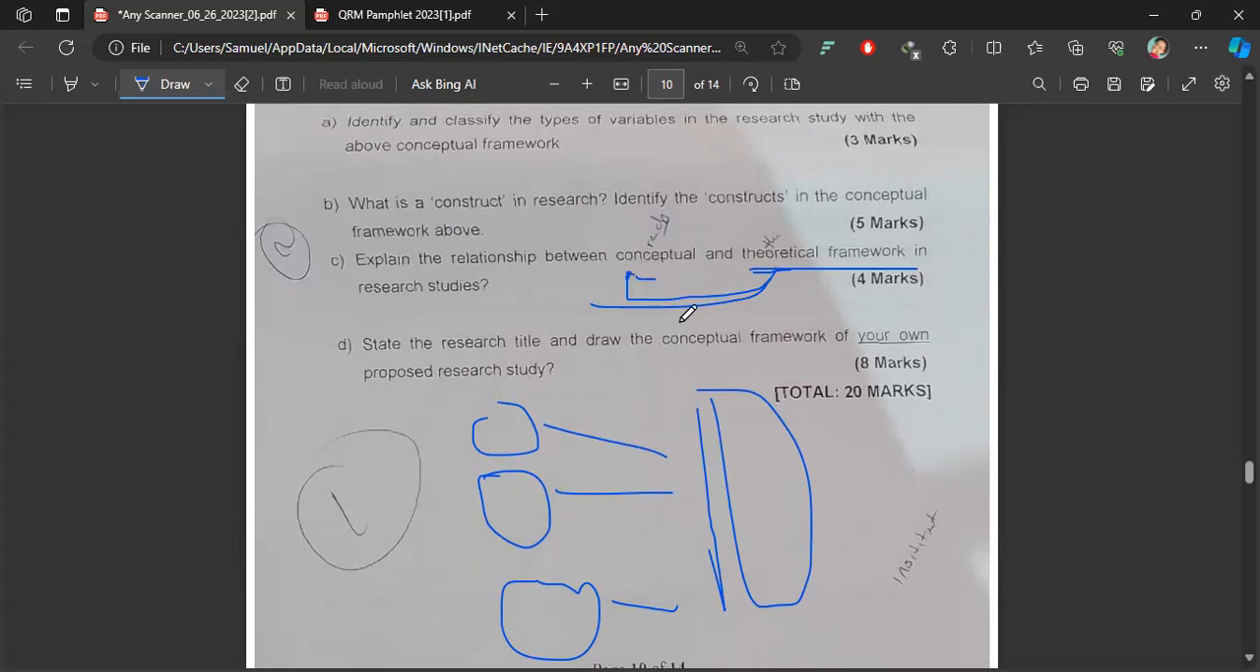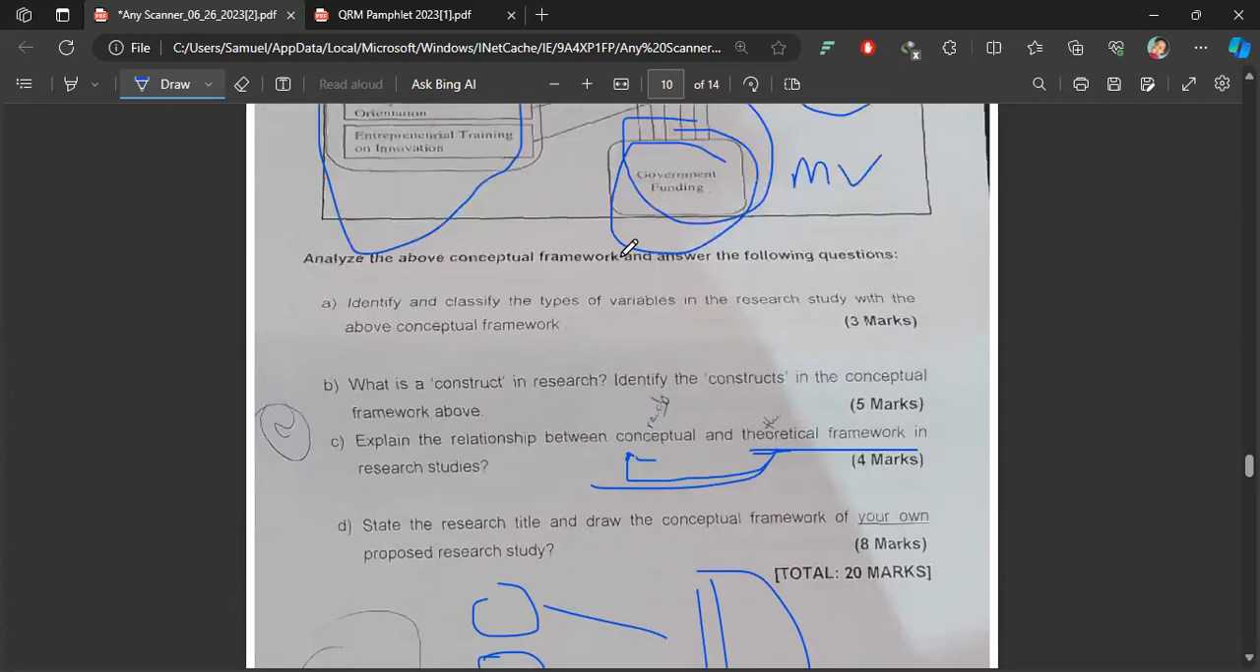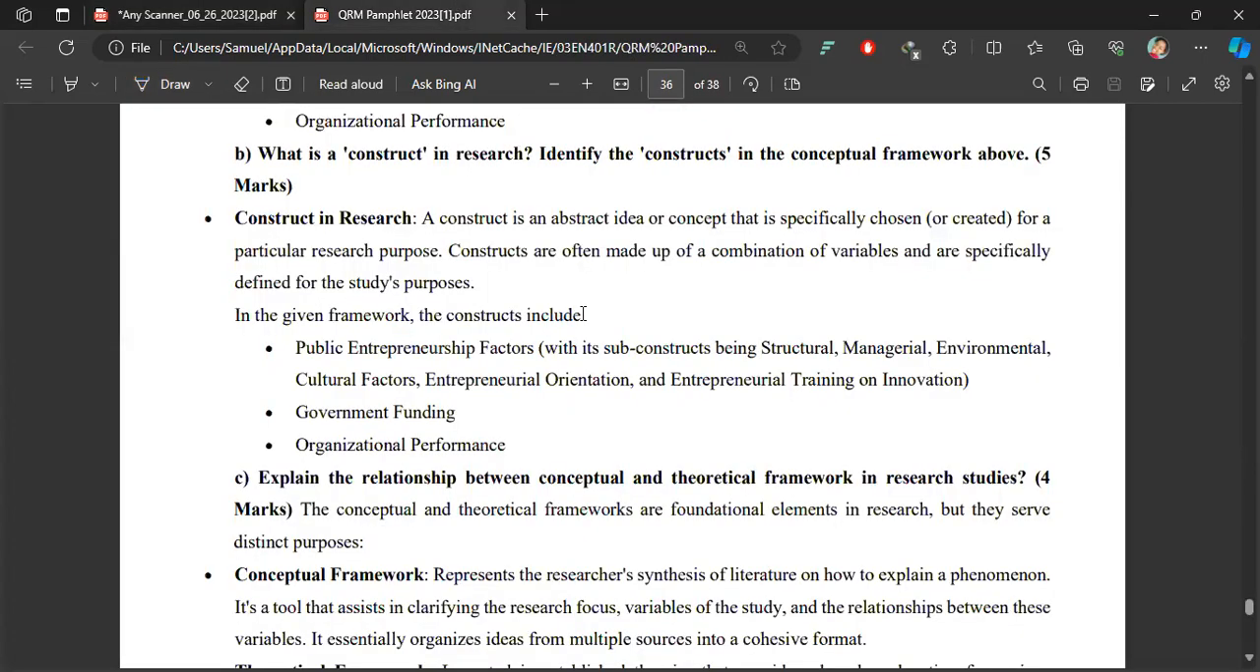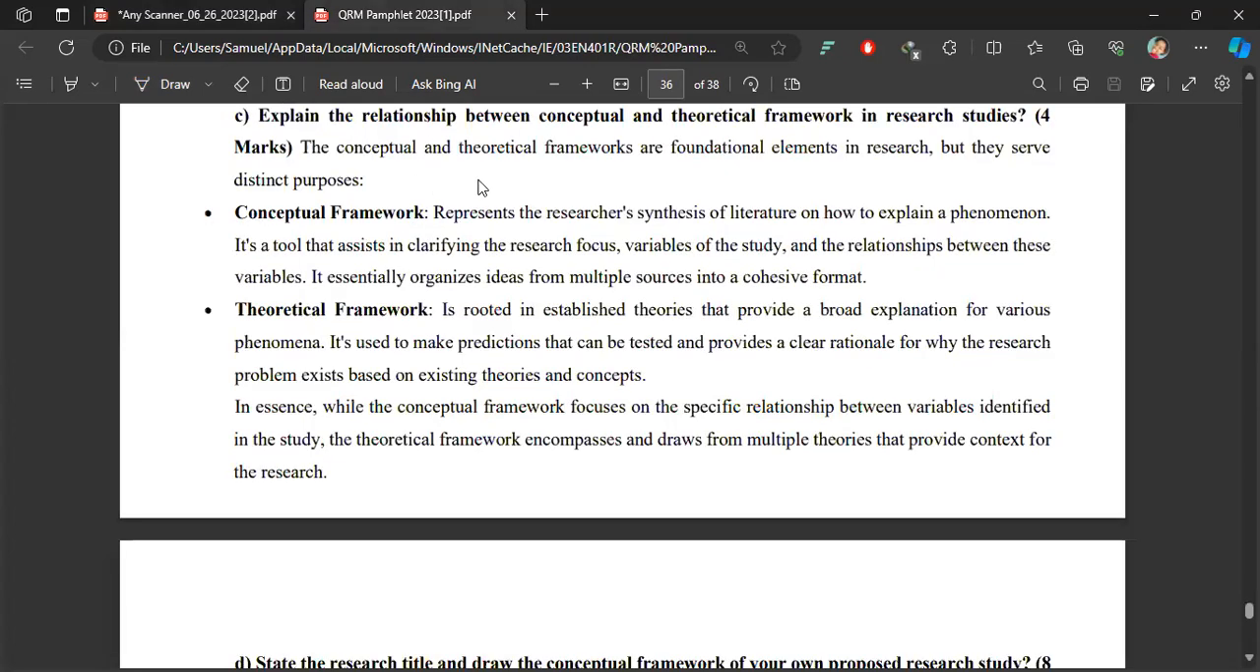It is from the theoretical framework that you obtain the objectives, which vis-a-vis you extract the objectives, then draw them as in your conceptual framework. So from my answer script, it's saying that the conceptual framework represents the researcher's synthesis of literature on how to explain a phenomenon, and it assists in clarifying the research focus, the variables of the study, and the relationship between the variables. But the theoretical framework isn't just establishing the theories, it provides a broad explanation for various phenomena. All right, so this is what I've actually been explaining and talking about.